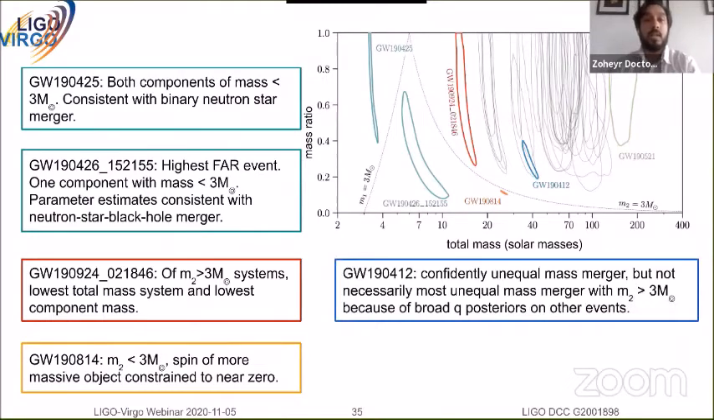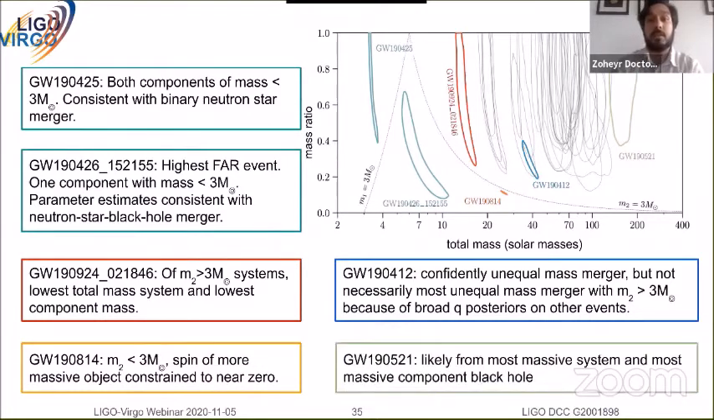Next, I want to highlight GW190412. This one was a confidently unequal mass merger where both components were greater than 3 solar masses. Even though it has a very strong constraint on the mass ratio and constrains it away from being equal mass, we can't say for sure that it has the most unequal mass because you can see these gray contours reaching down to the bottom of that plot. The uncertainties on the other events make it so that we can't say confidently that 190412 had the most unequal masses where both masses were greater than 3 solar masses.